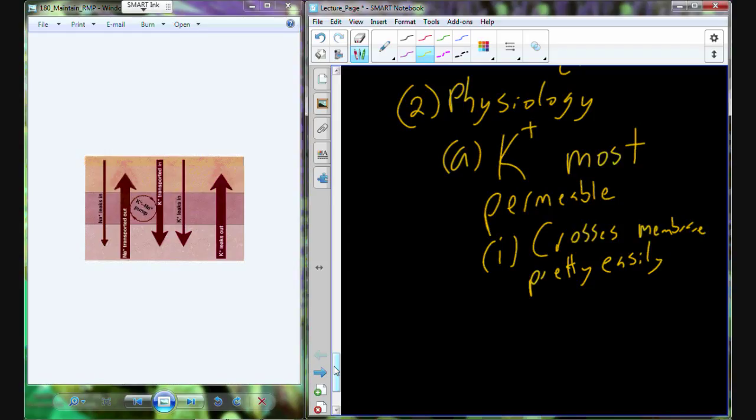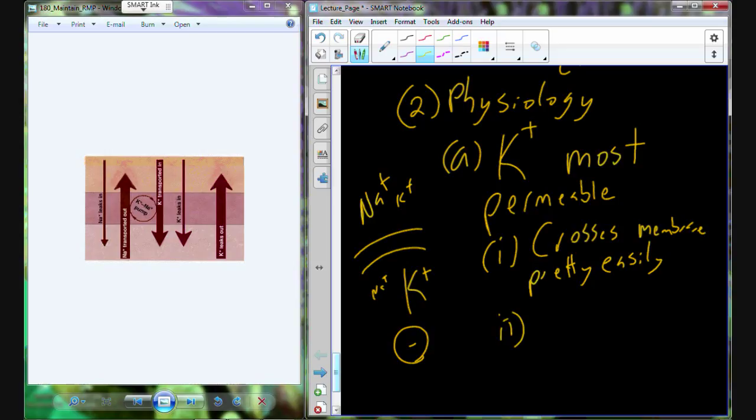So in terms of the cell membrane, let's put our figure back up here so we can reference it. By the way, I would kind of commit this to memory. So if you get a question on nervous systems, you can kind of say, okay, this is the start. Okay, so potassium crosses the membrane pretty easily. So how is potassium going to travel across the membrane?